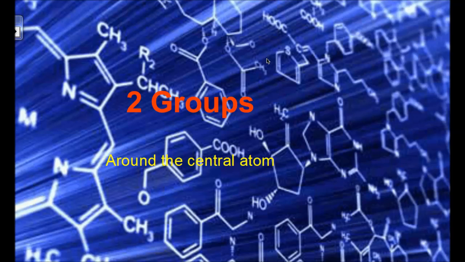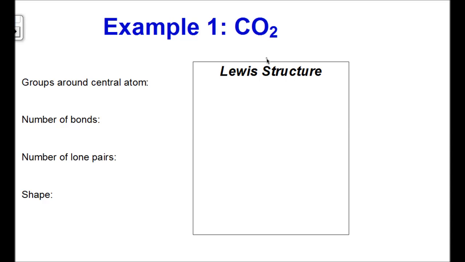Alright, so we're going to do some examples just to familiarize ourselves with how to determine these three-dimensional shapes. We're going to start with coordination 2, or 2 groups around the central atom. Our first example will be CO2. Remember, we need to draw a correct Lewis structure, and that will look like this, with 2 oxygens double bonded to the carbon.